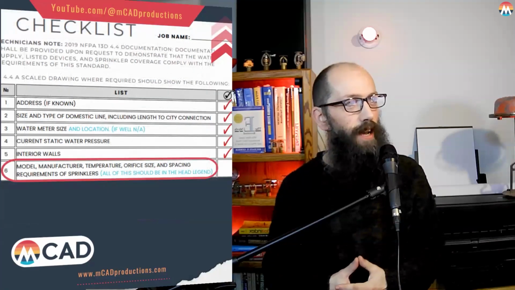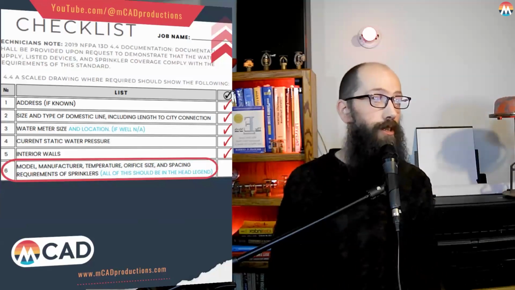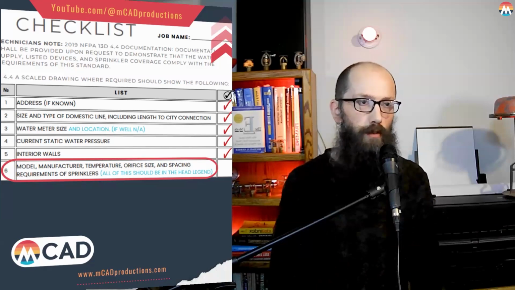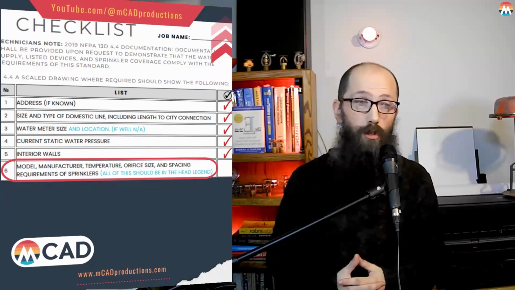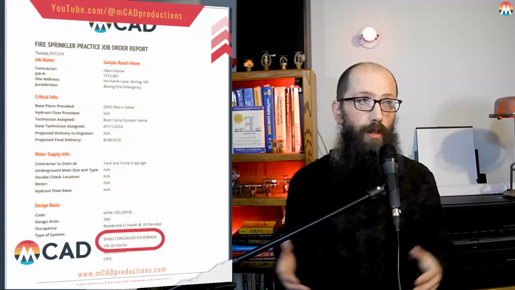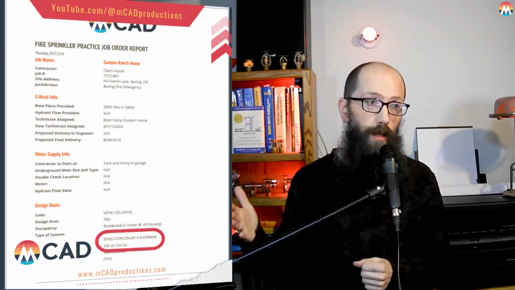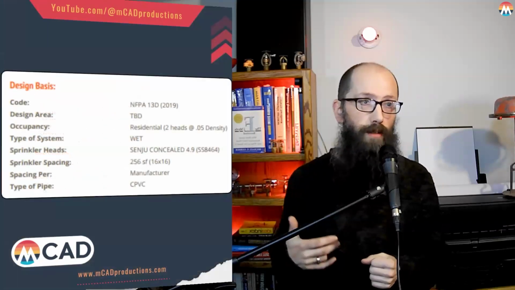The walls are there. Now, next one: model, manufacturer, temperature, orifice size, and spacing requirements of sprinklers. And then in blue, it says all of this should be in the head legend. Okay, we have the information on our job order report telling us what sprinklers are being used. And that's how we know.